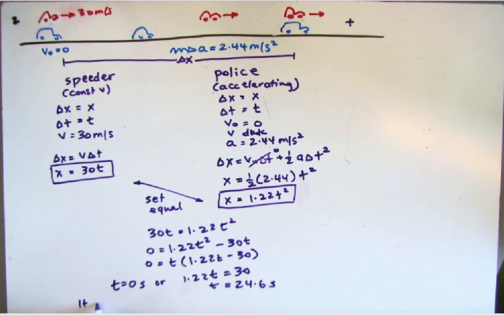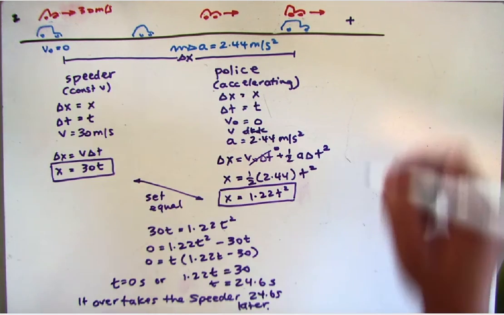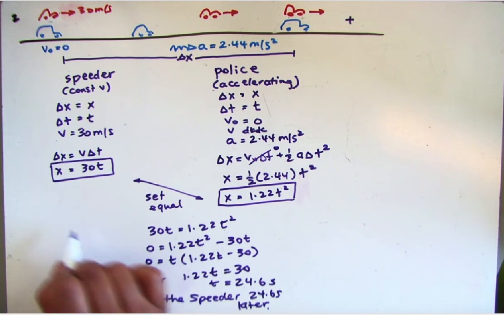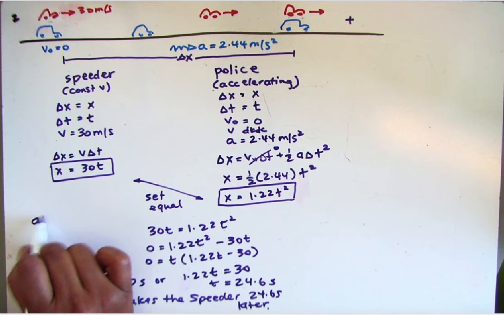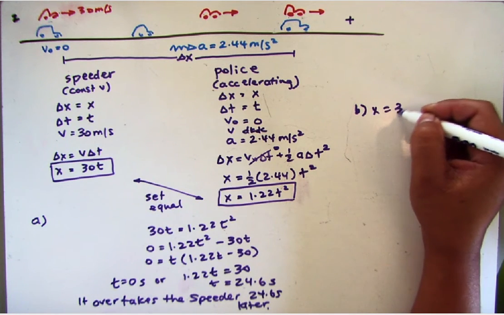It overtakes the speeder 24.6 seconds later. And that's good enough. All right, so then finding delta x is really simple. This was all for solving part A. And for solving part B, it's easy because we know that x equals 30t.